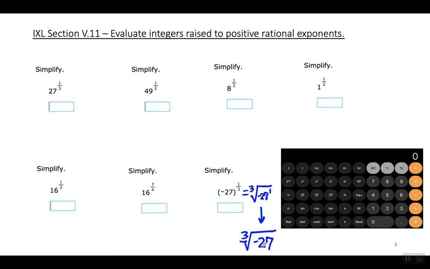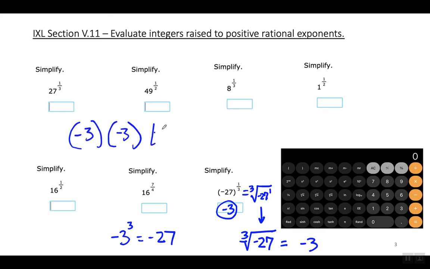All right, so look, to get the cube root of negative 27, it has to be negative 3, because negative 3 to the third power equals negative 27. If you don't see that, negative 3 times negative 3 is positive 9, and positive 9 times negative 3 is negative 27. So negative 3 to the third power equals negative 27.